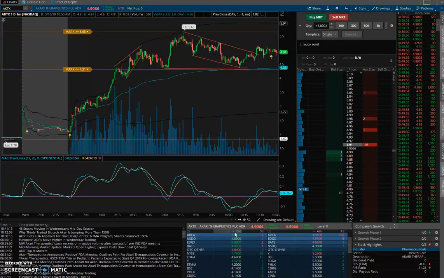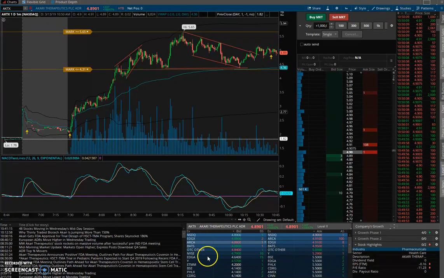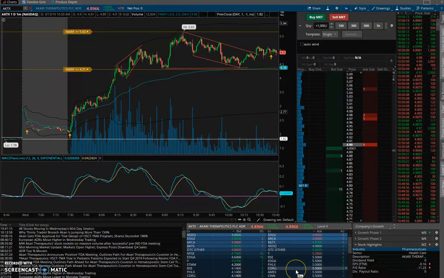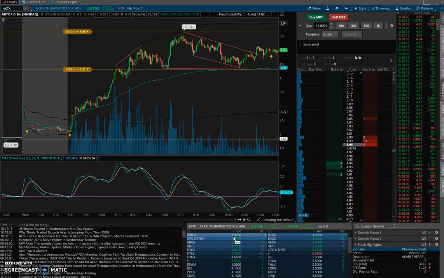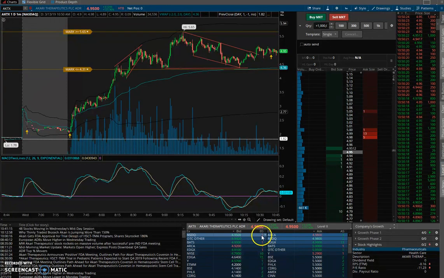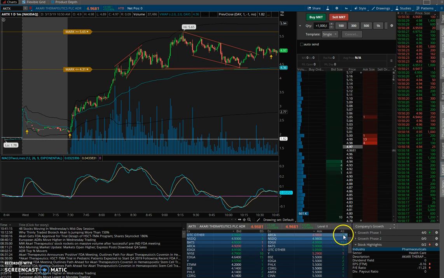You're going to see bids. In short, these are people who are buying. Asks are people who are selling. So these are the people saying, I will buy this stock at $4.94 for about 400 shares. You're going to see it go up and down. And then these are the people saying, I want to sell it for $4.98 a share for 300 shares. And as soon as one of them makes an agreement, the price changes.